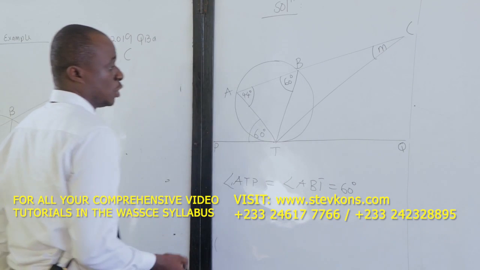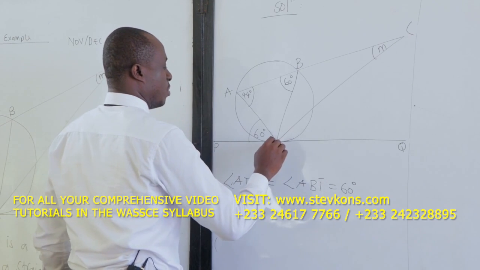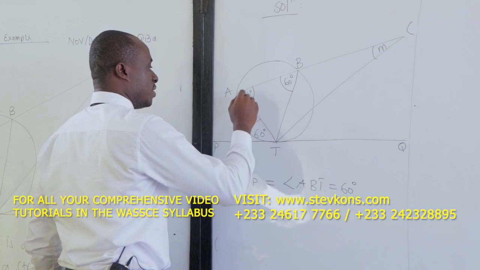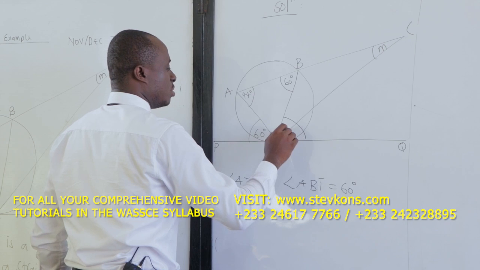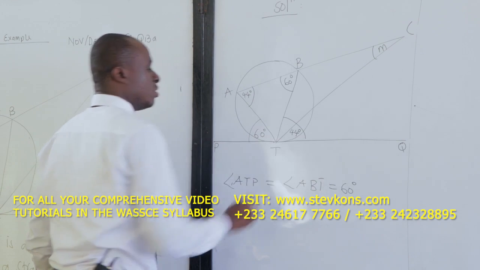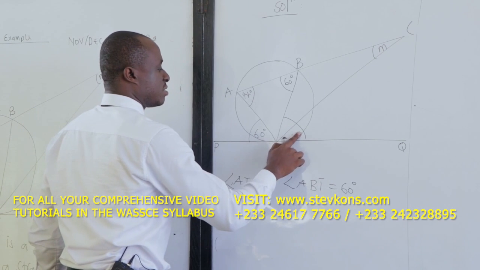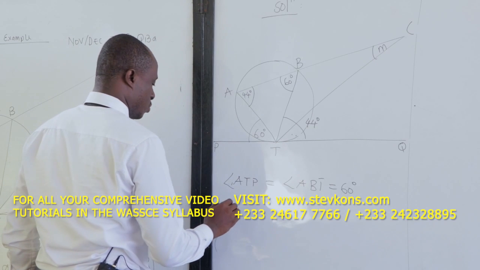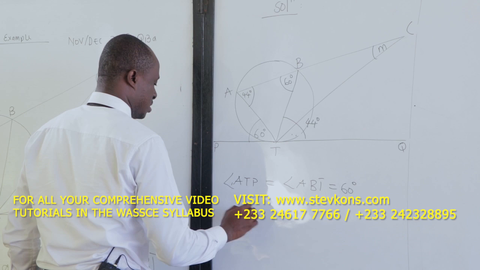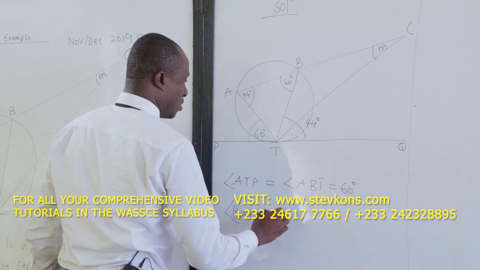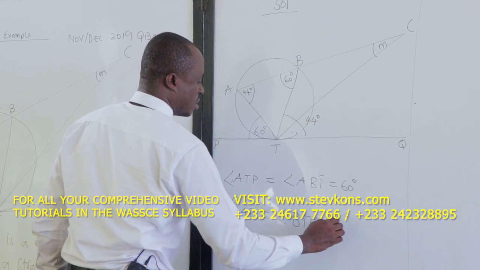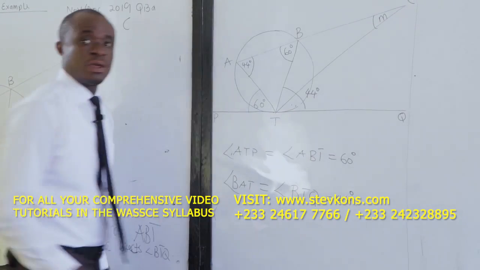What again do we also know? Now, we know this is also a tangent, this is also a chord. There's an angle, so if this is 44, then this one too is what? 44 degrees, or we can write it outside, which is 44 degrees. Also, angle BAT is equal to angle BTQ, which is 44 degrees.